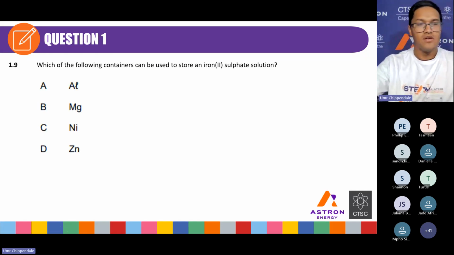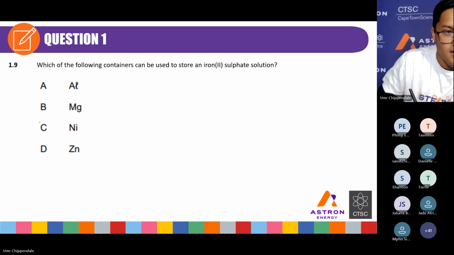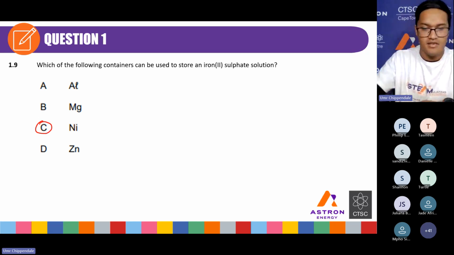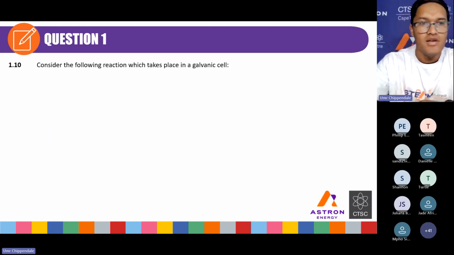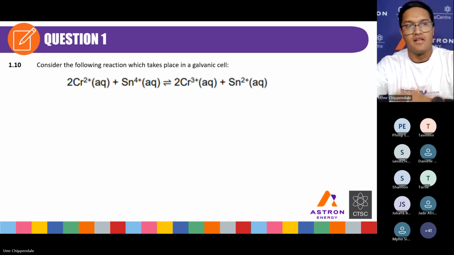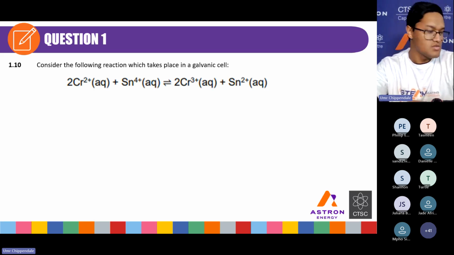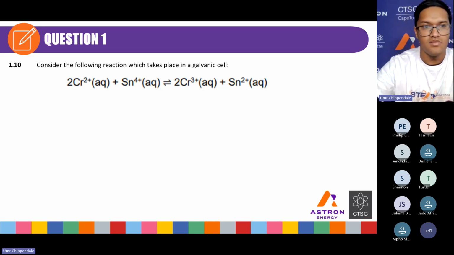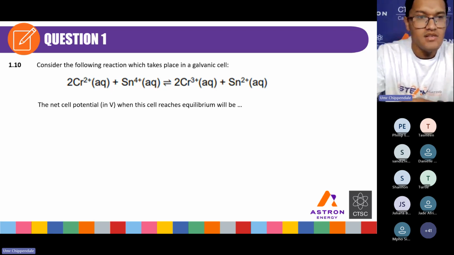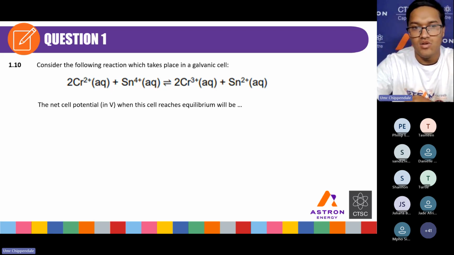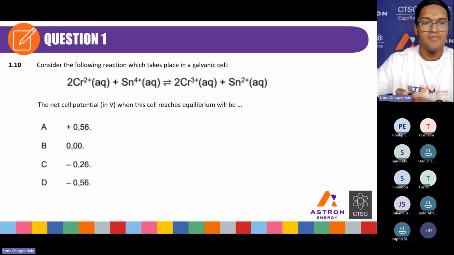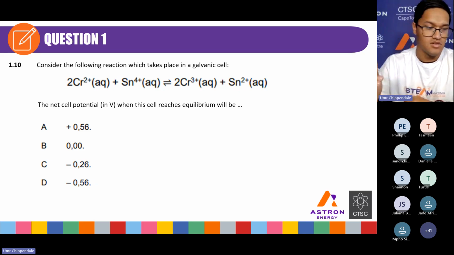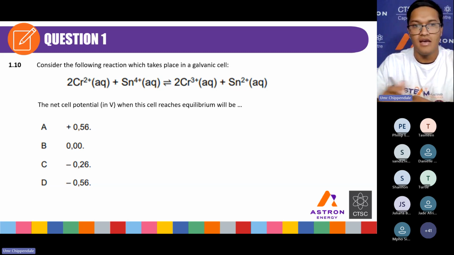So for this, the answer is going to be C, nickel. And you saw how we got there. Moving on. Consider the following reaction which takes place in the galvanic cell. This is going to be with our chromium as well as our tin, Sn is tin. The net cell potential in voltage when the cell reaches equilibrium will be either positive 0.56, it could be 0, it could be negative 0.26, or it can be negative 0.56. And this is what we have over here.